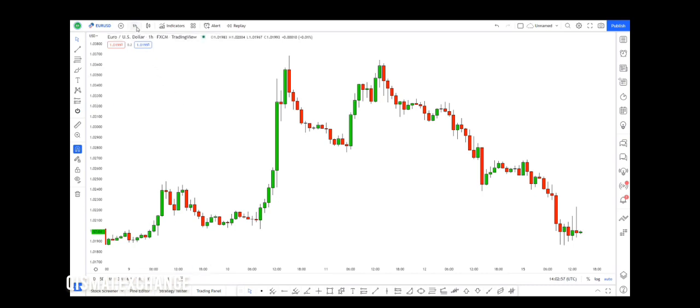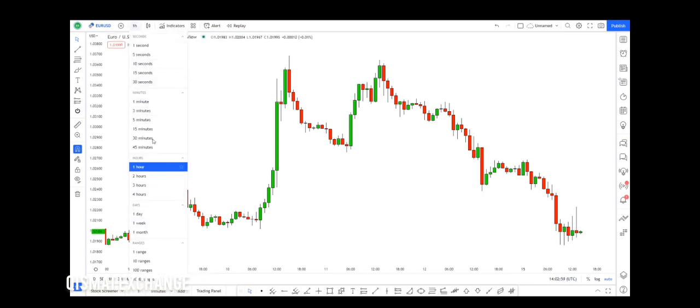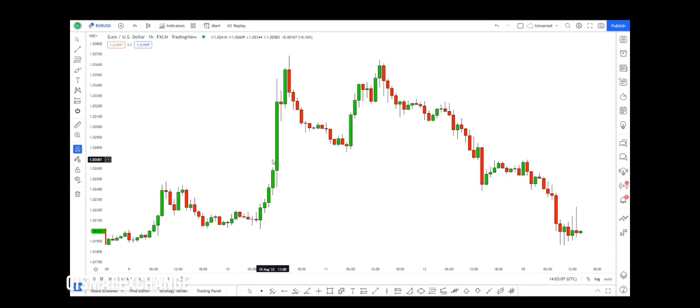As you can see here, there are many time frame options. You can choose from 1 second all the way up to 1 month. In the 1 second time frame, each candlestick will take 1 second to form. In the monthly time frame, each candlestick will take 1 month to form. Notice that you can see the same symbol or instrument in many different time frames.